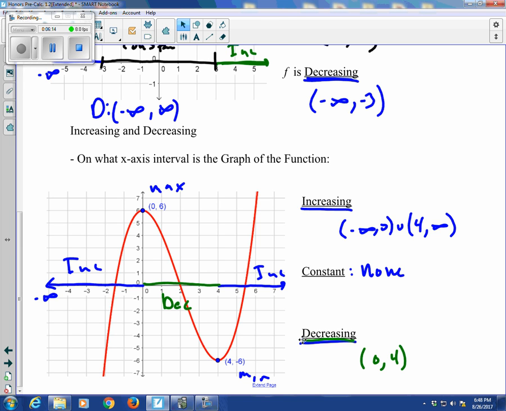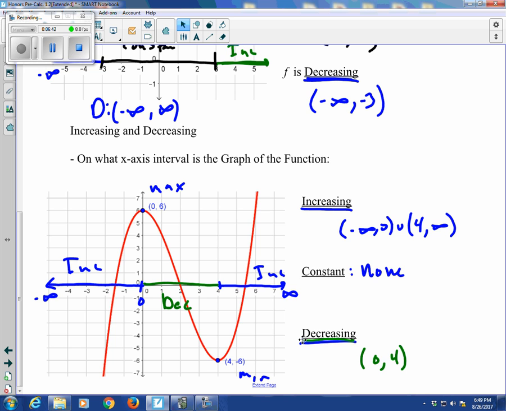And clearly we can see that we are increasing on the interval from -infinity to 0 and from 4 to +infinity. So right here we would write this with interval notation as increasing on the intervals from -infinity to 0, union with 4 to +infinity. And we can see our function decrease between the max and the min. And right here, that would mean that we are decreasing on the x-axis interval from 0 to 4.